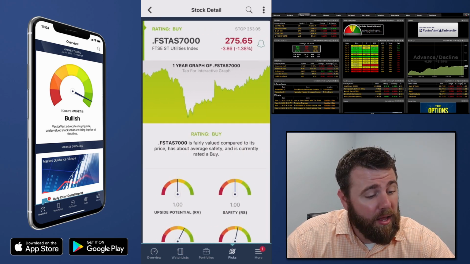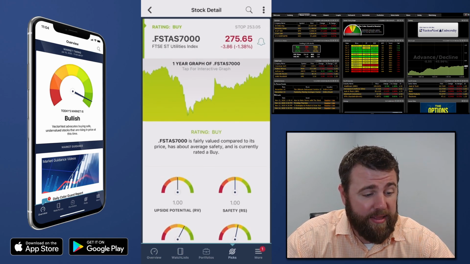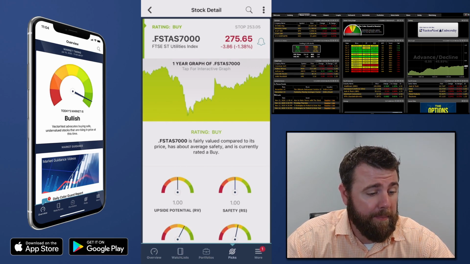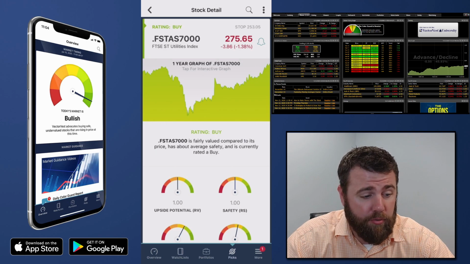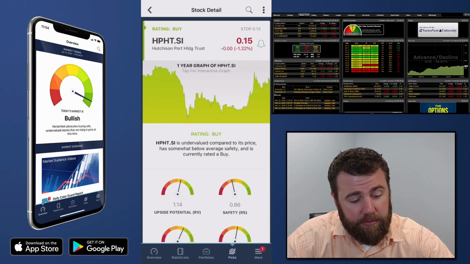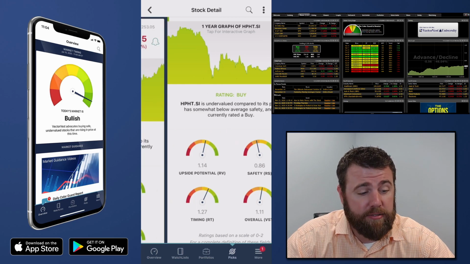1.30. Look at that. Nice steady uptrend. This would be a great swing trade, long-term trade, whatever you want to do. Great looking trade there. And then HPHT. So nice steady long-term potential. A little bit more risk, but nice steady uptrend nonetheless.